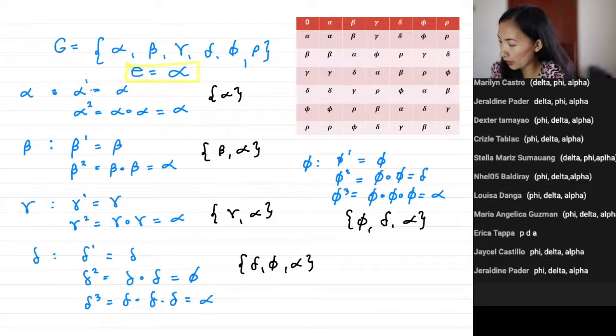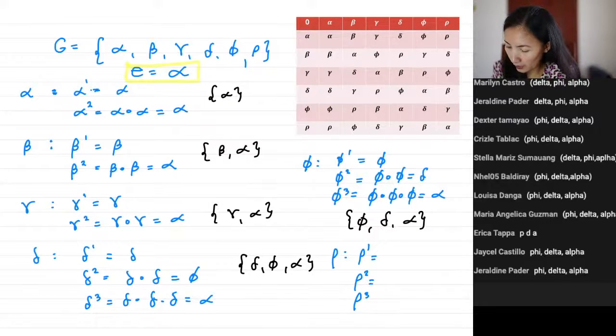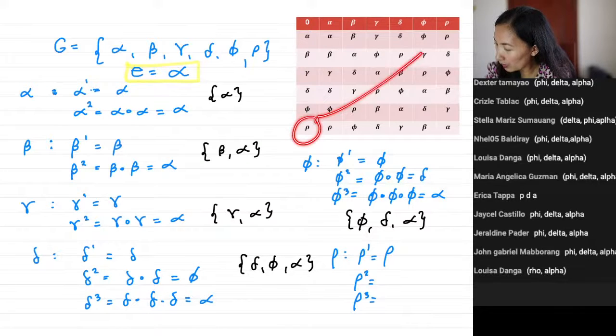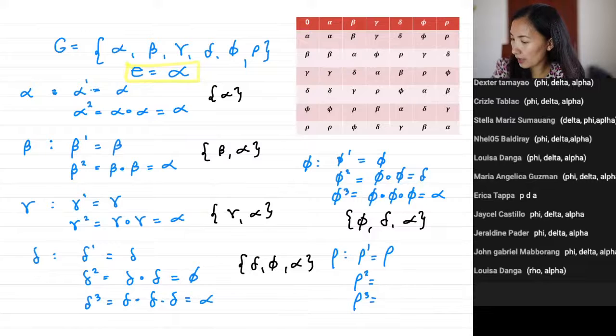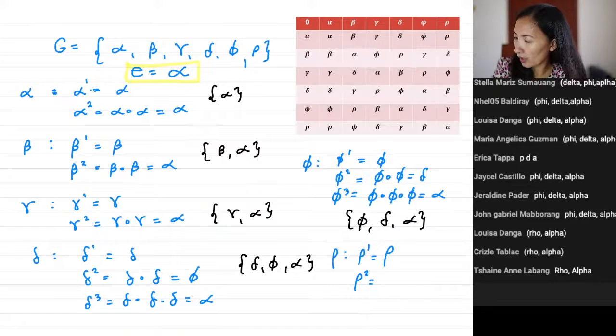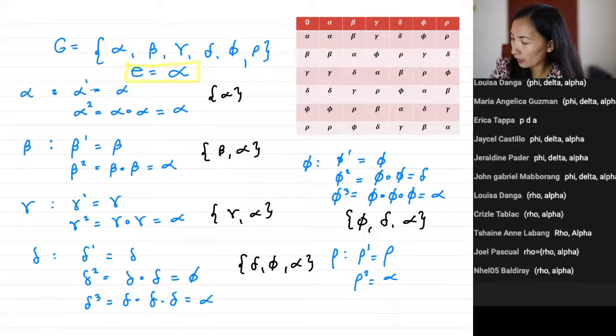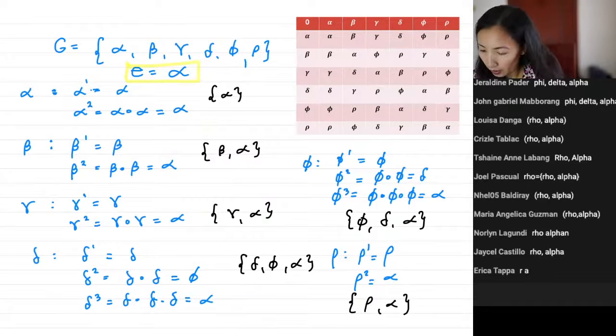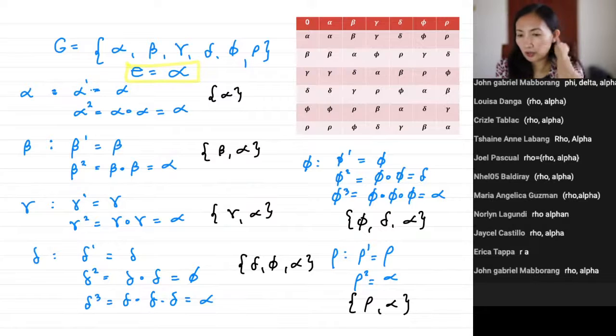How about the last one, rho? Rho raised to 1, rho squared, rho cube, what will these be? Rho times rho is alpha. So we stop with this. Therefore, we have generated the set: rho, alpha. Okay, so you got it right.